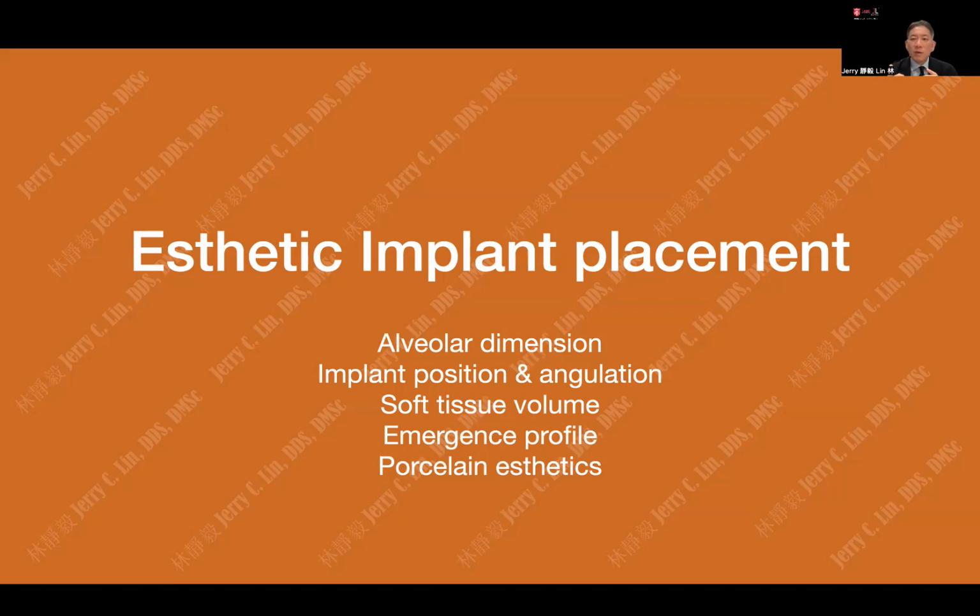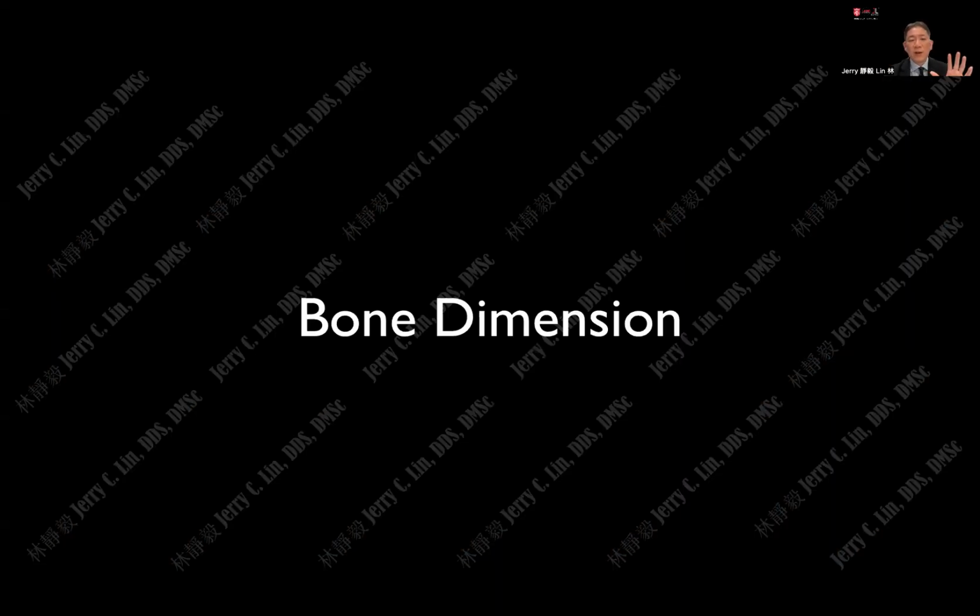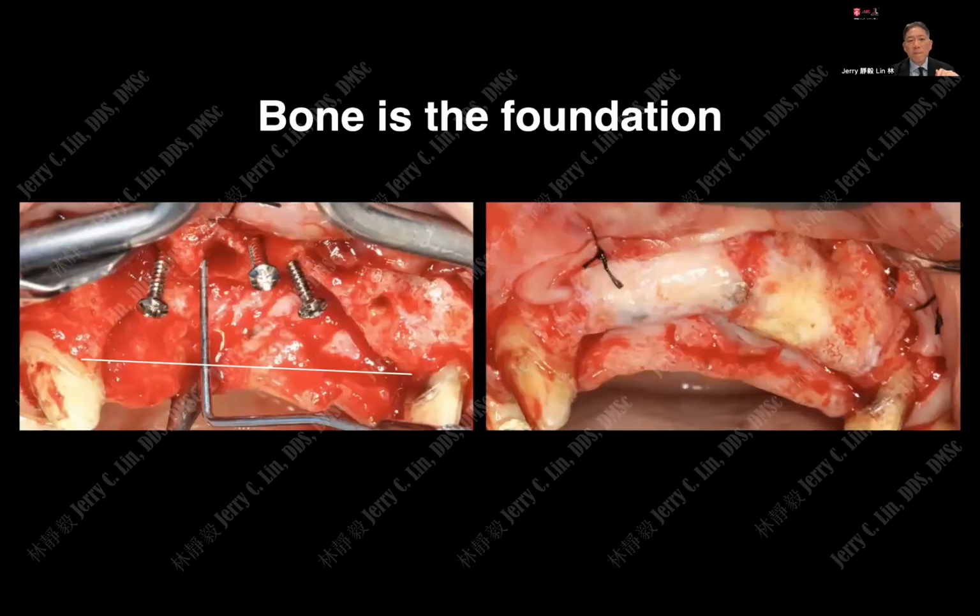The elements I would like to point out are, first, of course, the alveolar bone dimension, then implant position and angulation, third, soft tissue volume, then emergence profile, and porcelain aesthetics. So those are key elements for implant aesthetics. Let's talk about the bone dimension first.